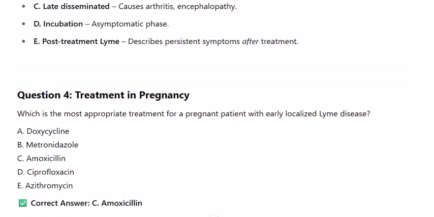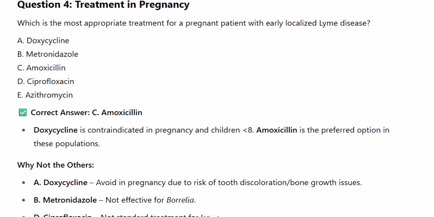Question 4, treatment in pregnancy. Which is the most appropriate treatment for a pregnant patient with early localized Lyme disease? A. Doxycycline, B. Metronidazole, C. Amoxicillin, D. Ciprofloxacin, E. Azithromycin. Correct answer C. Doxycycline is contraindicated in pregnancy and children under 8. Amoxicillin is the preferred option in these populations.